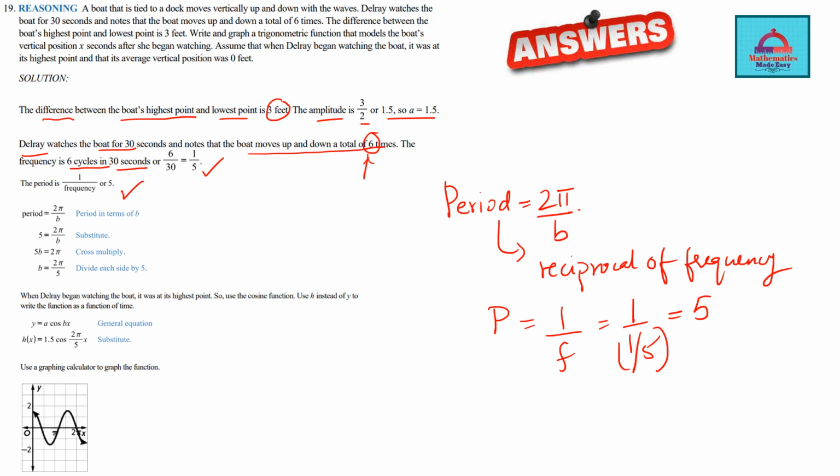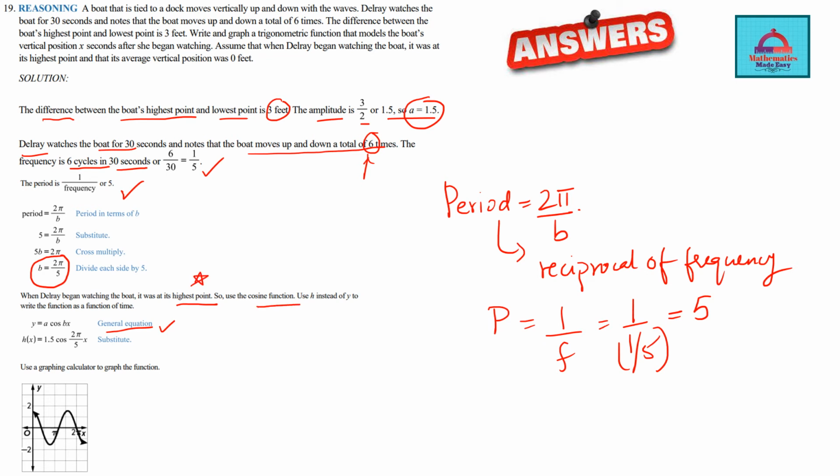Now if you know the period, you can plug it into this formula, right? We're just trying to take out b from here. So the period is 5, you substitute in 2 pi over b, solve it, and your b comes out to be 2 pi by 5. So you got your b, you got your a. Let's plug into the function now. Out of sine and cos, we've chosen cos here as the general equation. Why? Because the condition was given that when Del Rey began watching the boat, it was at the highest point. So this is a hint to use the cosine function.